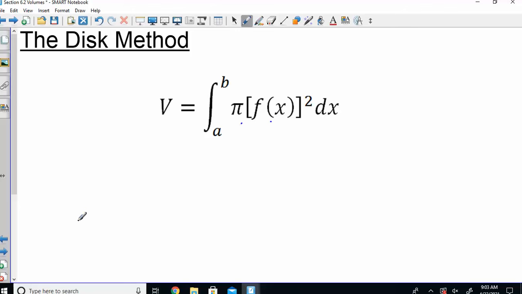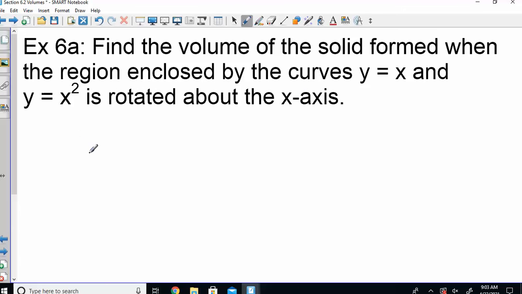Now I want to look at a second method. So instead of starting with the formula, I'm starting with examples, and then the formula makes a lot more sense. I want to find the volume of the solid formed when the region enclosed by the curves y equals x and y equals x squared is rotated about the x-axis. So we have to draw a picture here.